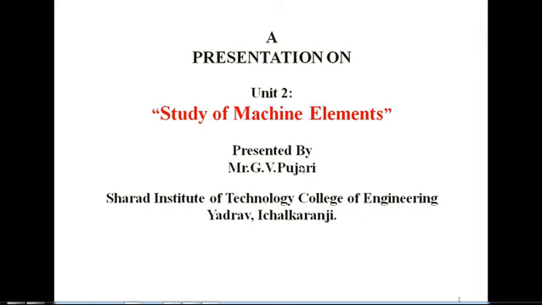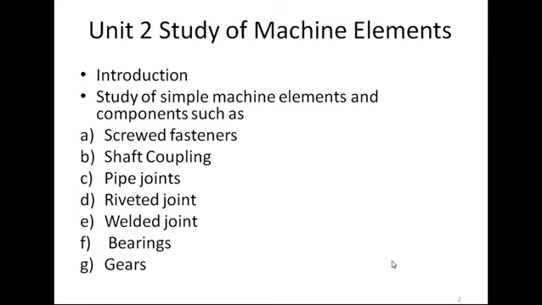I have started the chapter, unit number 2, study of machine elements. In this chapter, we have already seen in the last lecture the introduction, and we have started the study of simple machine elements. So in this we have seen the screwed fastener, then the shaft coupling, then pipe joints, and the riveted joint. Now in today's lecture we are going to see the welded joint.